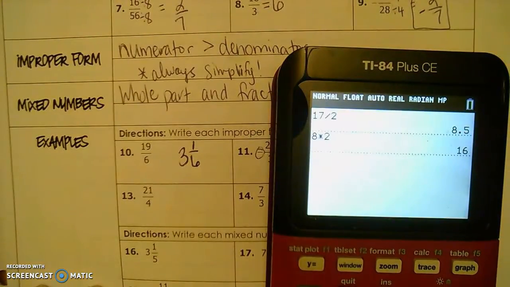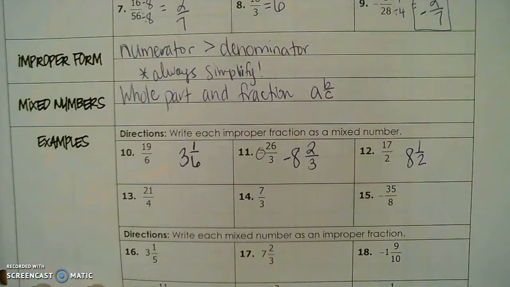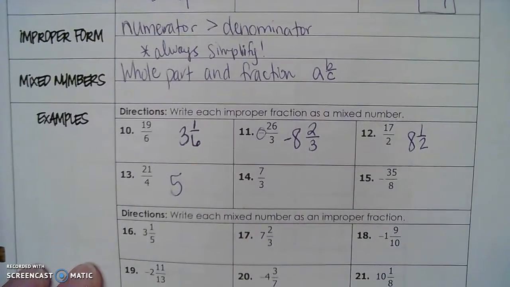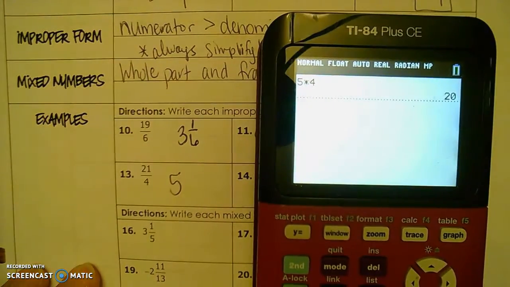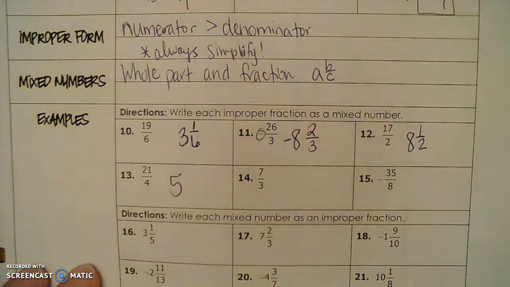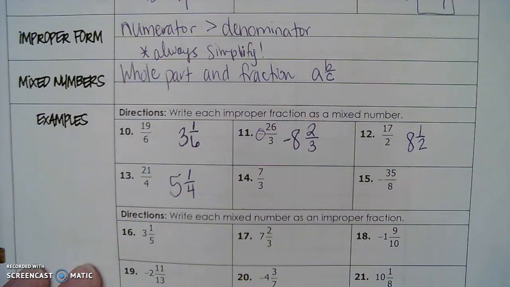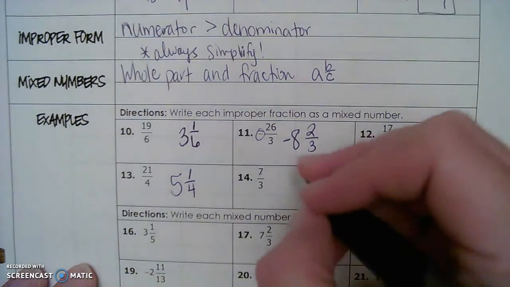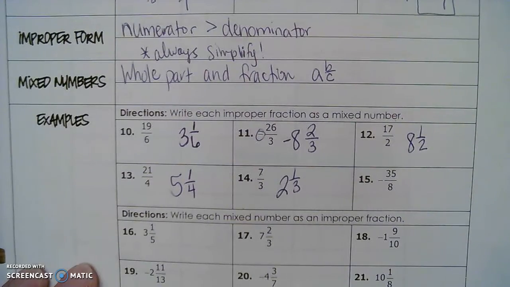Number 13, we do 21 divided by 4 and get 5.25. So 5 is our whole amount. Again, some of these decimals you might just know. If not, 5 times 4 is 20 out of 21, so there's 1 left. So 5 1/4 would be our final answer. 14, 3 would go into 7 twice, giving us 6, so there would be 1 left. So 2 1/3.